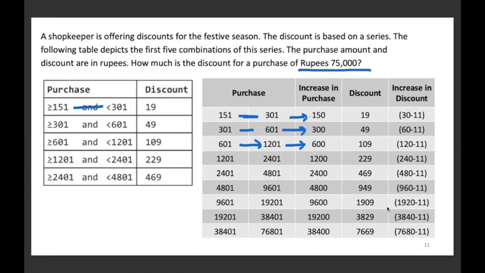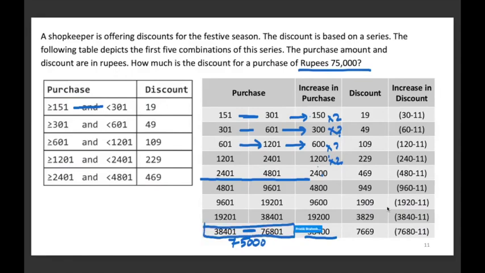So we know the amount of increase till this juncture. Then we extrapolate, because what we observe is that the increase in purchase is doubling. 150 into 2, 300 into 2 gets 600, 600 into 2 gets 1200, 1200 into 2 gets 2400, and so on. We come to the last slab and find that 75,000 rupees comes under this slab. So we end there because that's what we have to find.